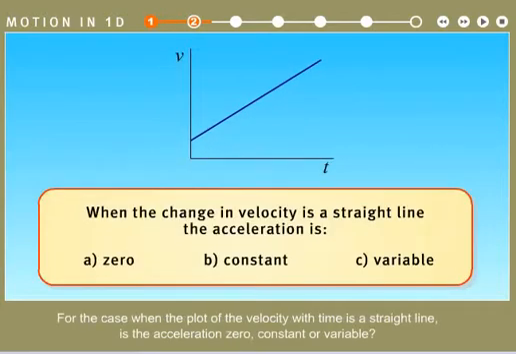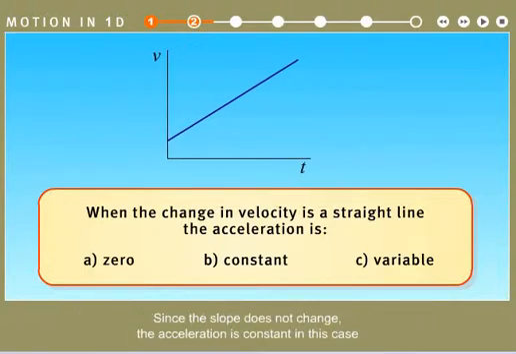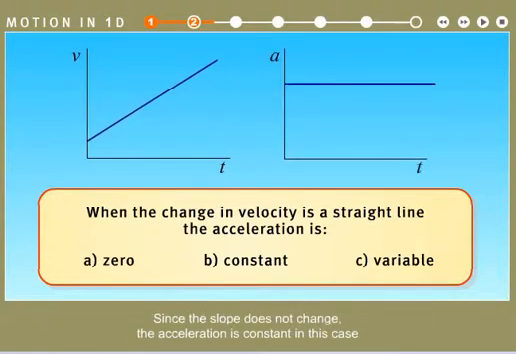For the case when the plot of the velocity with time is a straight line, is the acceleration zero, constant, or variable? Correct. Since the slope does not change, the acceleration is constant in this case.